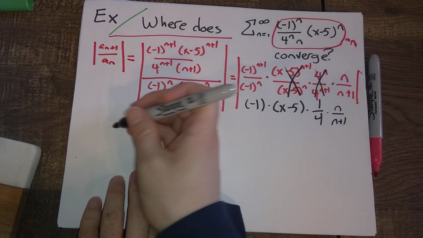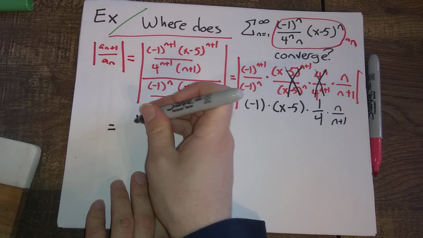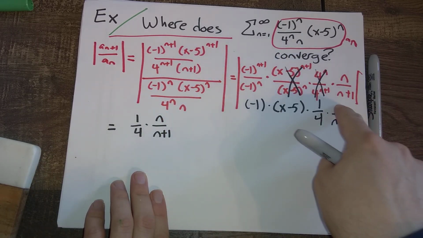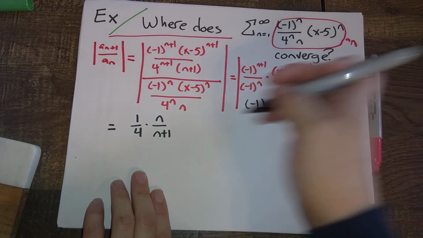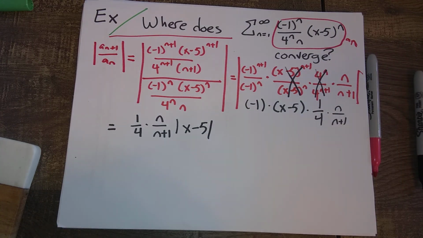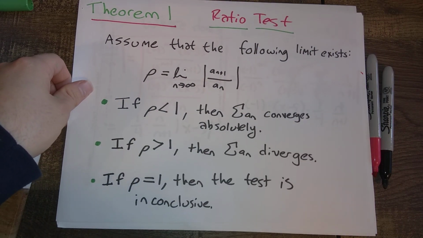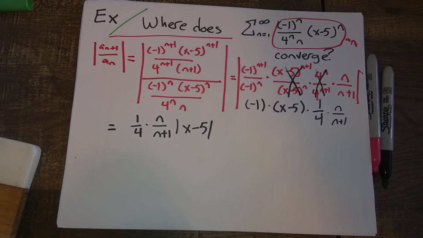And so after these simplifications, the absolute value of minus 1 is 1. So it's 1/4 times n divided by n plus 1. Those are both positive things, so I can move them outside the absolute value bars. Times x minus 5, and we need absolute value bars there. Okay, so we've done the ratio of a_(n+1) divided by a_n. Let's take the limit as n goes to infinity so we can apply the ratio test.